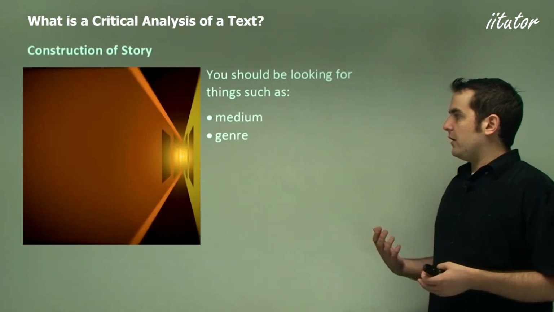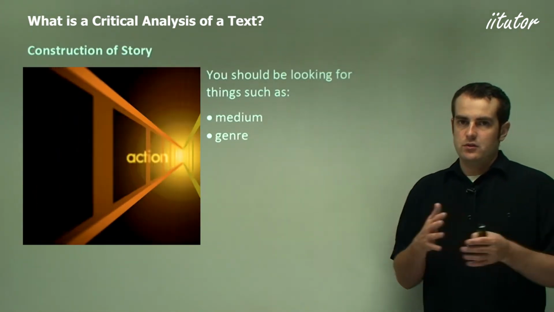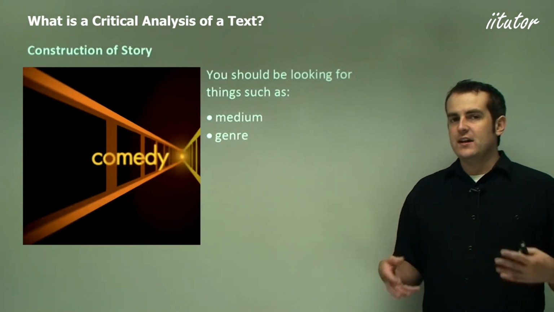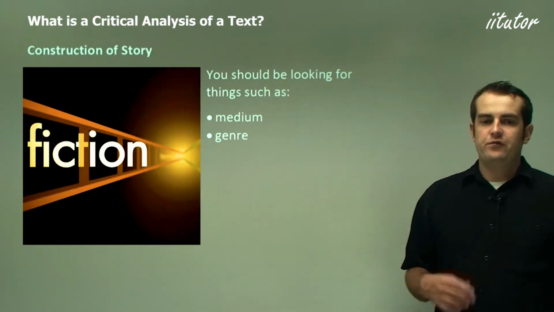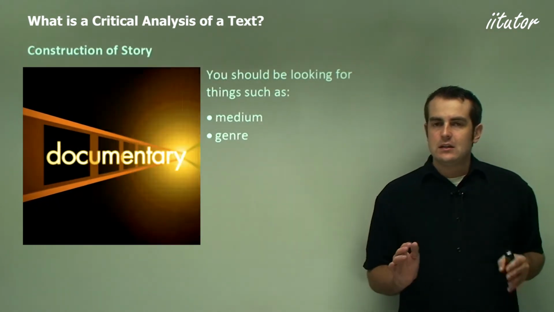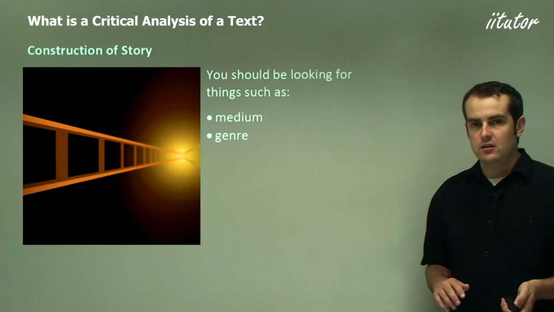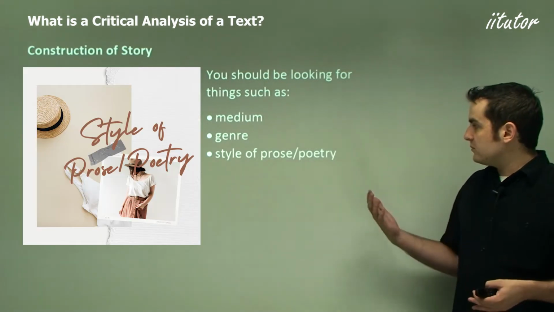Next thing is genre. So, okay, is it a sci-fi story? Is it a romance story? What effects does that genre have on its construction of meaning? Does it sort of set it apart? Does it focus on telling a story in a particular kind of way just because it is set inside that kind of genre? The style of prose and poetry.